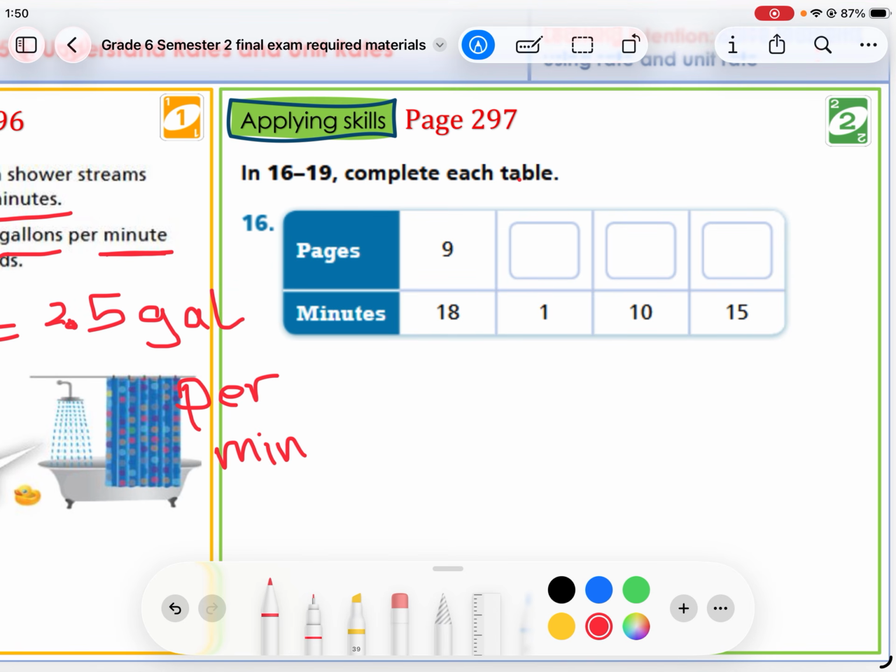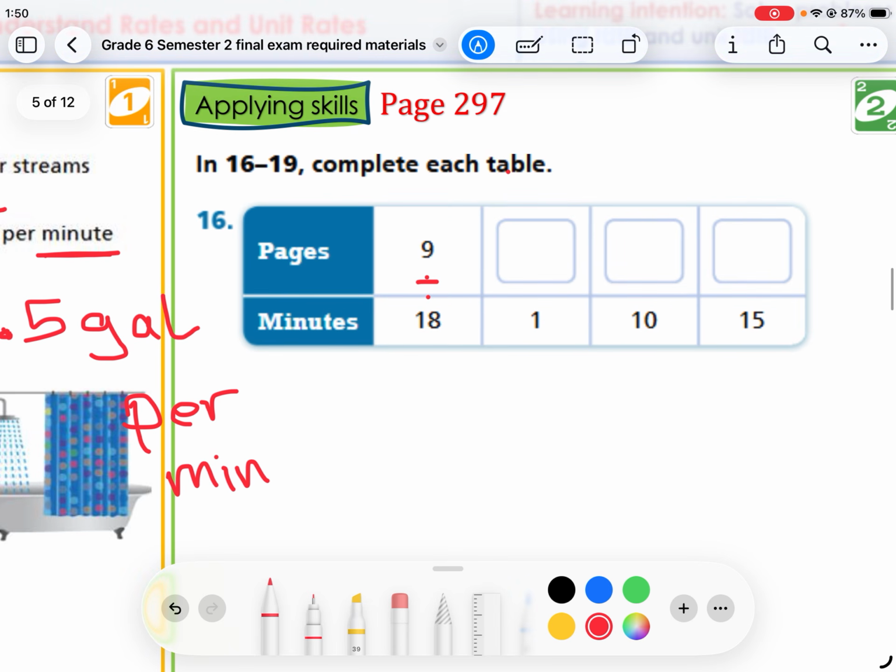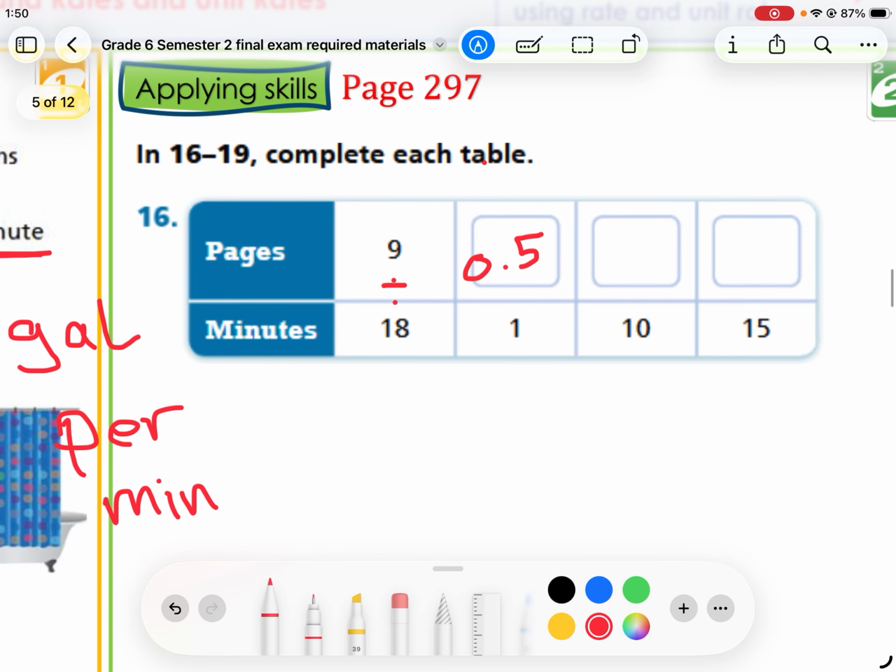So I know he reads 9 pages in 18 minutes. I want to know per 1 minute how many pages he reads. So all you have to do to find the unit rate is divide. 9 divided by 18 will be half. So now we know that in 1 minute he reads half a page, and that totally makes sense. After we find the unit rate, we will apply it on the rest of the parts of the table. How are we going to apply it? You will multiply with the unit rate.